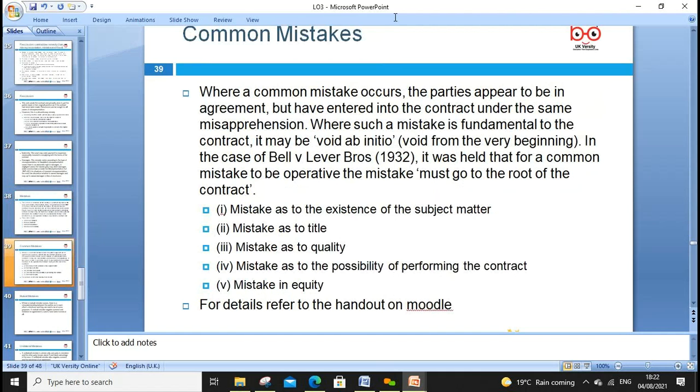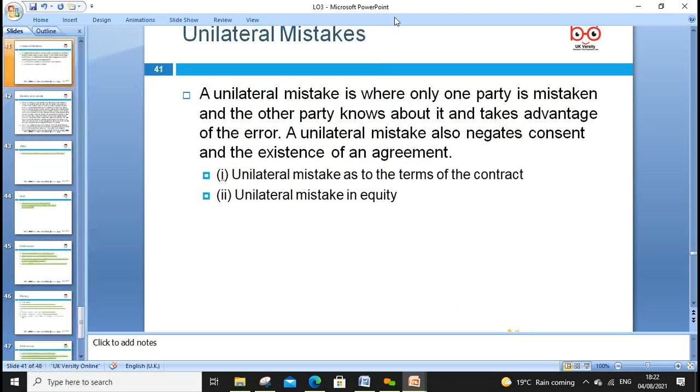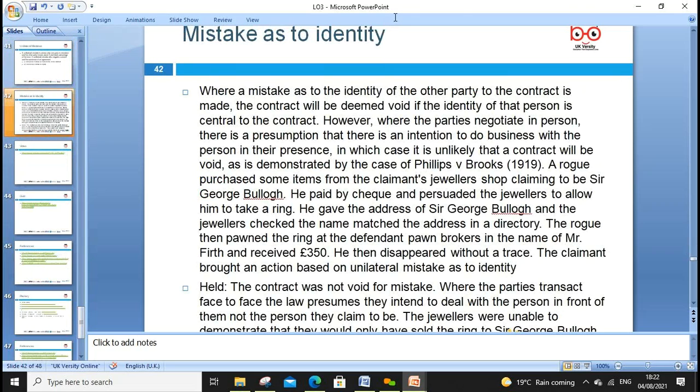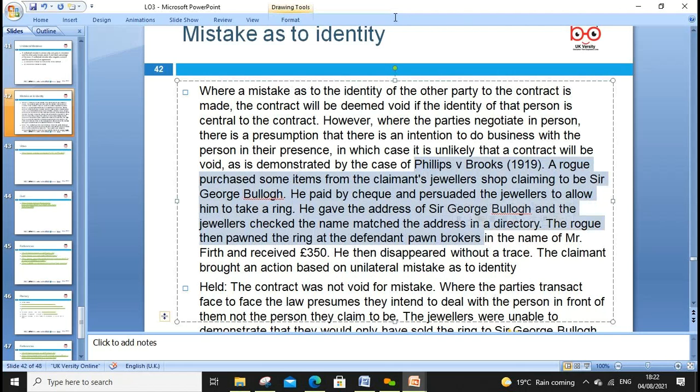Giving the wrong, yes: mistake as to the existence of the subject matter, mistake of title, mistake of quality, mistake of possibility. In these cases this leads to unilateral mistake, where one side knows it is a mistake but the other side doesn't, and of course it needs to be unjustified.